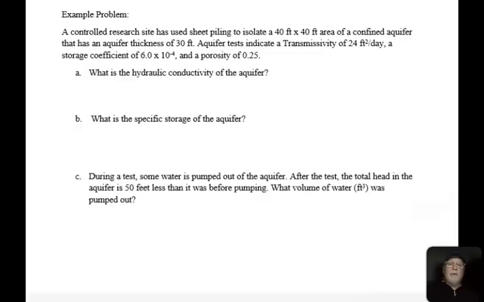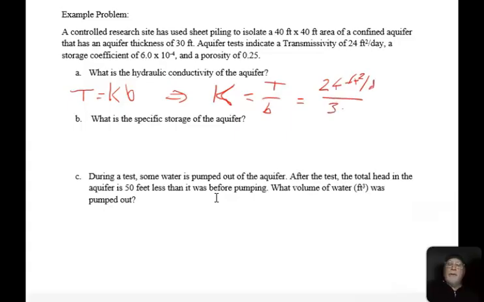Well, remember T equals KB, where B is the aquifer thickness. So K equals T over B equals 24 feet squared per day over aquifer thickness of 30 feet equals 0.8 feet per day. So the units of hydraulic conductivity look like a velocity. Units of transmissivity has something squared per time, and it'd be feet per day.